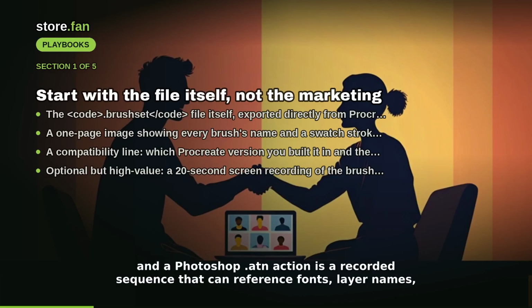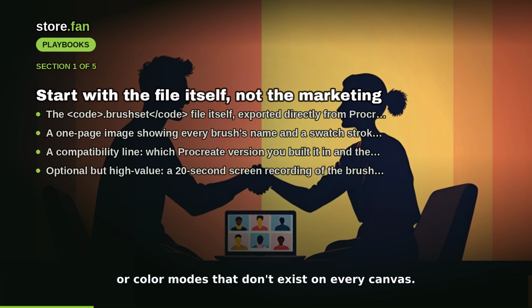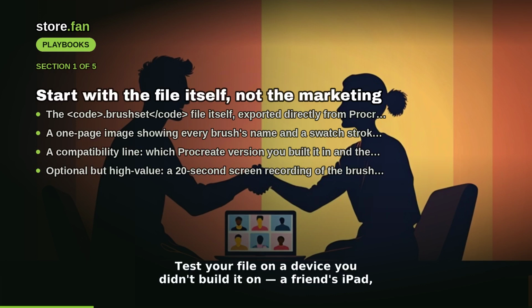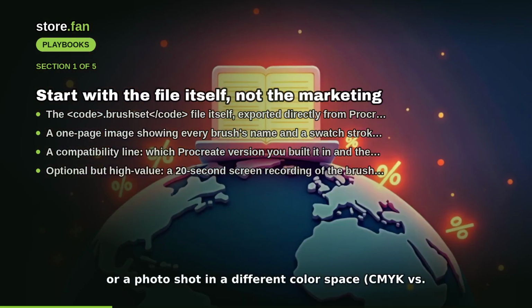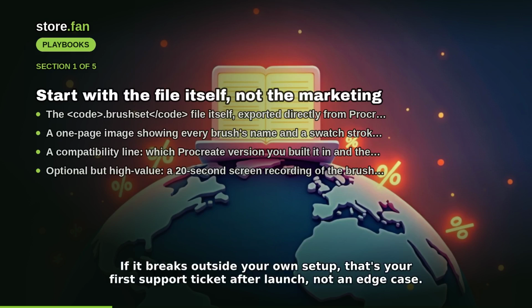And a Photoshop action is a recorded sequence that can reference fonts, layer names, or color modes that don't exist on every canvas. Test your file on a device you didn't build it on, a friend's iPad, or a photo shot in a different color space. CMYK versus RGB catches more actions than anything else. If it breaks outside your own setup, that's your first support ticket after launch, not an edge case.